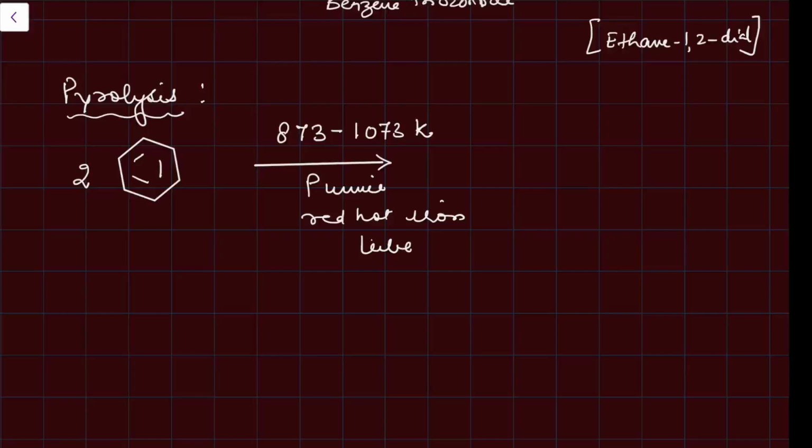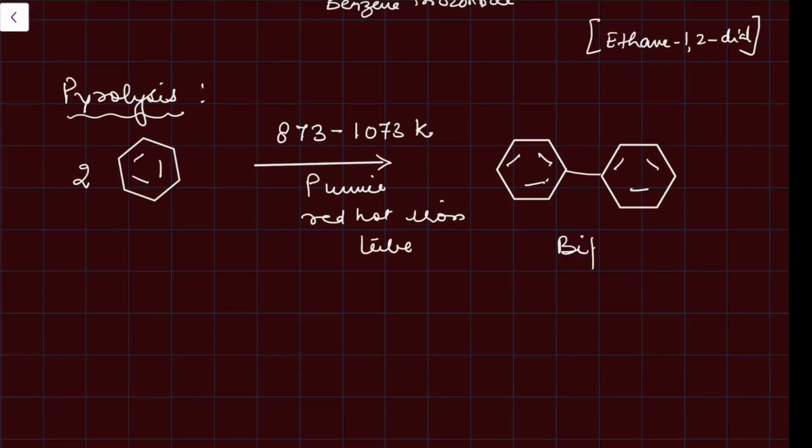You know where else we use it? We use it in trimerization of acetylene. You have just written that reaction. And what we get is biphenyl. What we get is biphenyl.